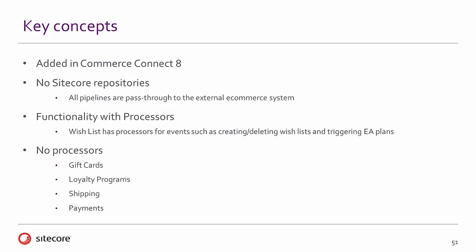Wishlist has processors for specific events, so you can have engagement plans triggered by creating or deleting wishlists, but everything else is fairly straightforward. So something like gift cards or loyalty programs, these are really just pipelines for doing lookups and a lot of those read, write, update operations to that external e-commerce system.